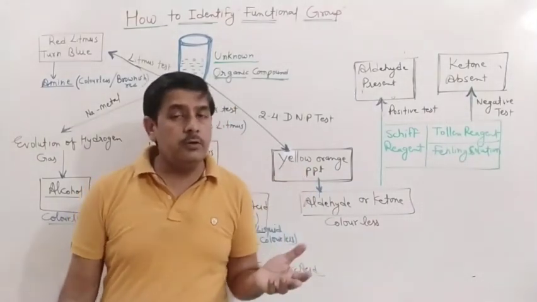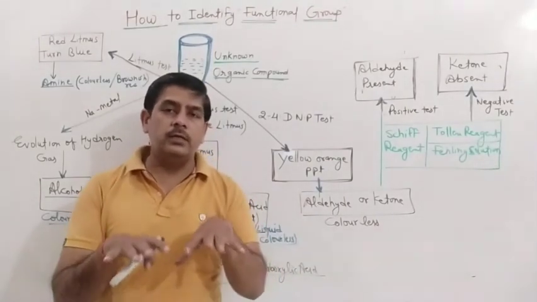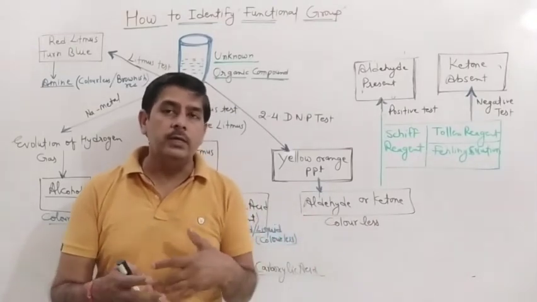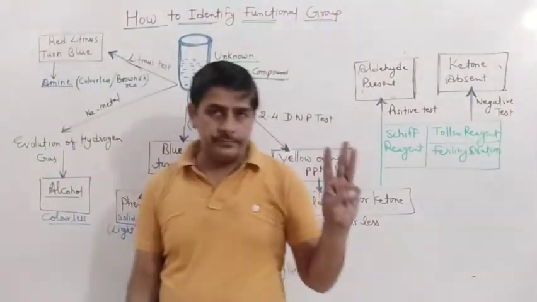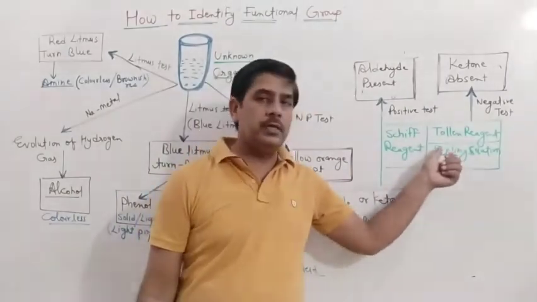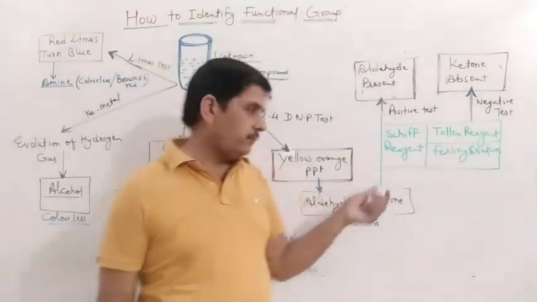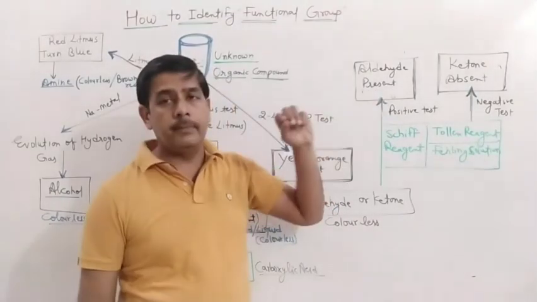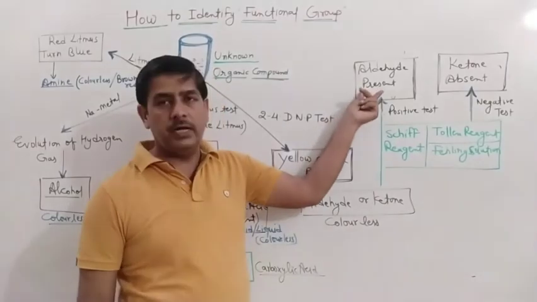Okay, but how can you identify whether it is an aldehyde or a ketone? Once you know that some carbonyl group is present here, it may be an aldehyde or ketone, but how can you identify which one it is? It's very simple. You have three tests. One is the Schiff reagent test, the Tollens reagent test, and the Fehling solution test. If you are performing the Schiff reagent test, if you add the Schiff reagent and it is changing the color into light pink, then obviously it is an aldehyde.